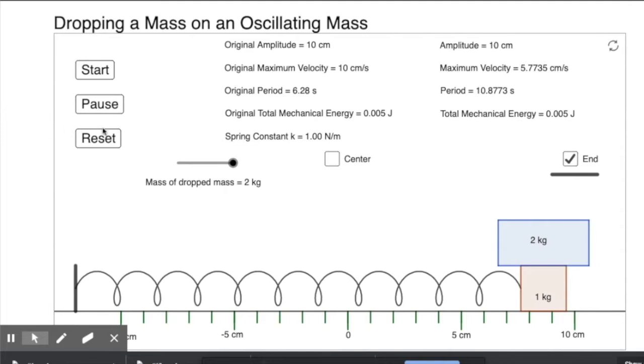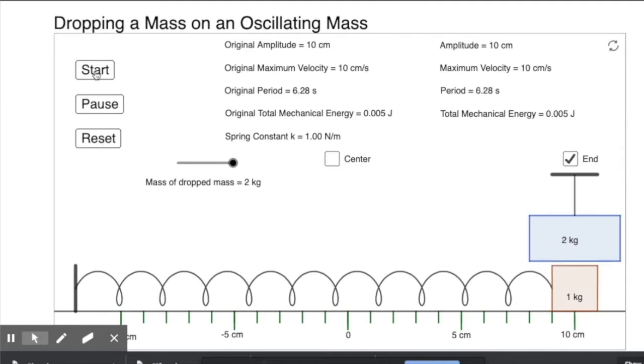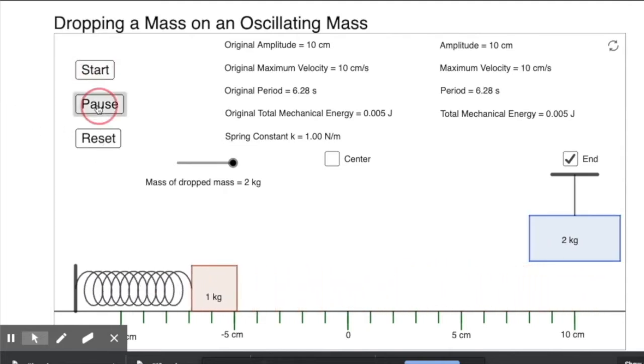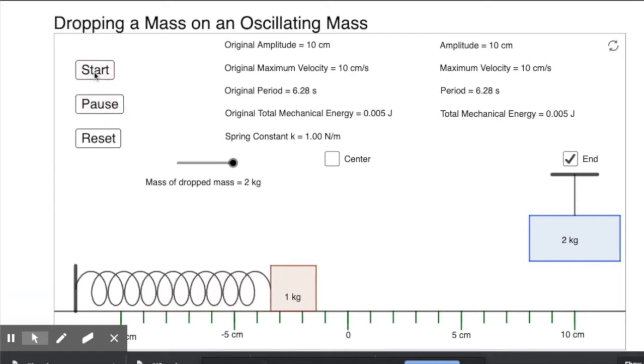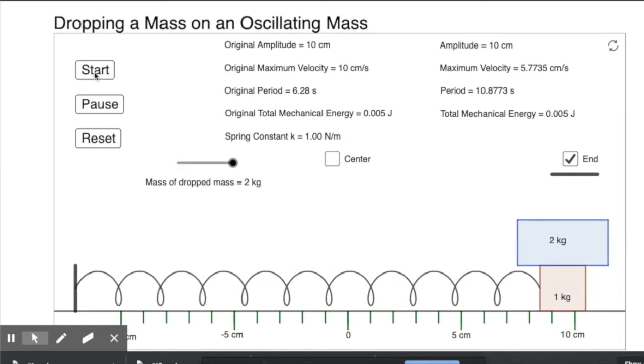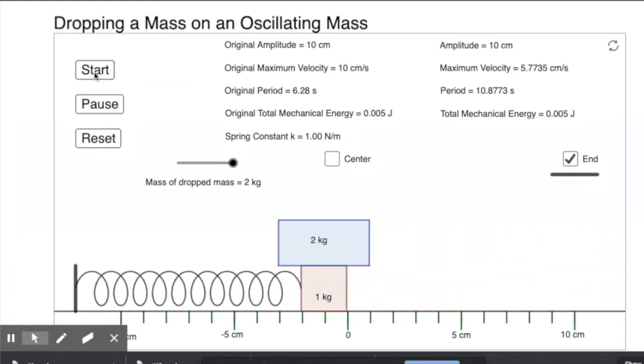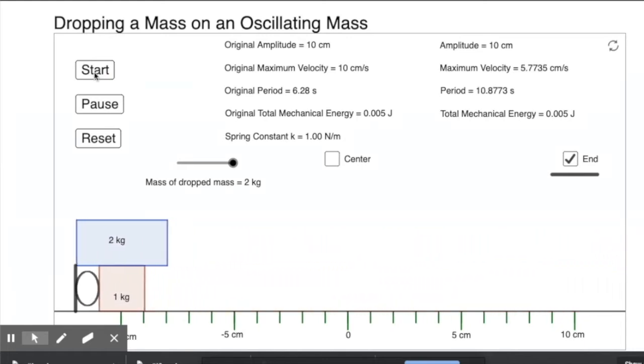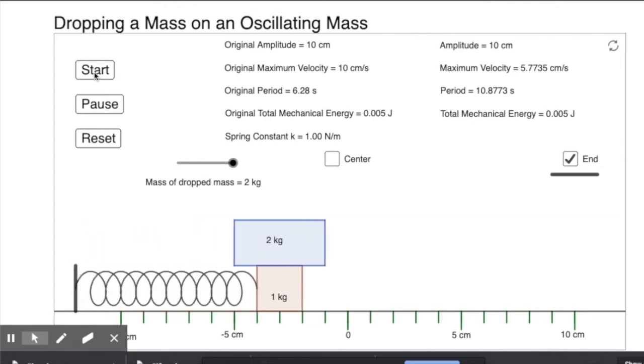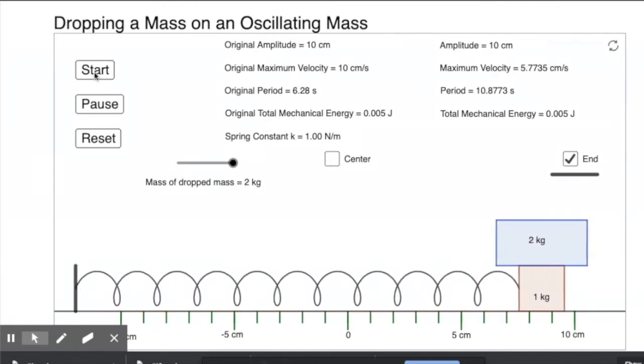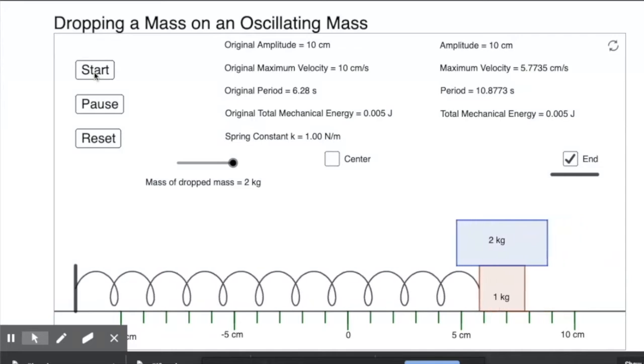Do not forget, and I'm actually going to reset this, that the original maximum velocity was 10 when only the 1 kilogram block was moving. Now you have an effective increase in mass. It actually increased by a factor of 3. So of course the velocity would have to decrease even for the kinetic energy to be the same in general, because now you have more mass.